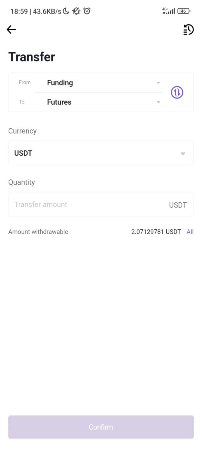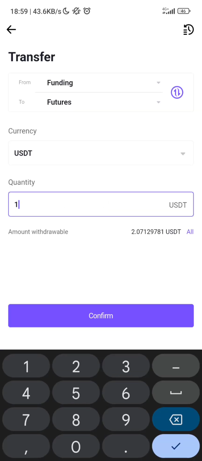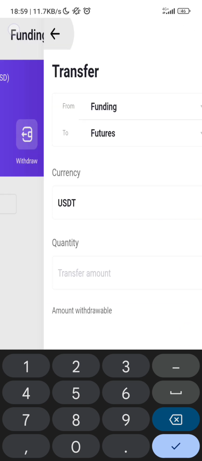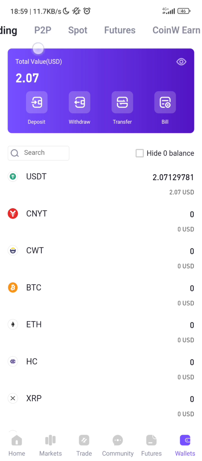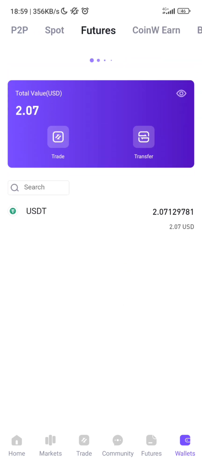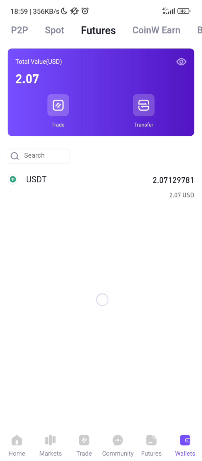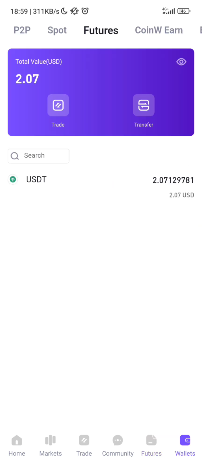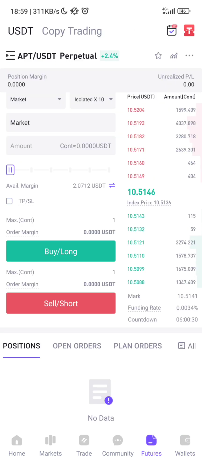If you want to transfer $1 or half of it, you can specify. If you want to transfer all of it, just click on this all button here, then you click on confirm. You wait for it to process until it succeeds. Then go back to your spot and voila, it's there. So now, back to the futures interface. You can click trade here, or you can always use this trade button. Either of these two works fine.